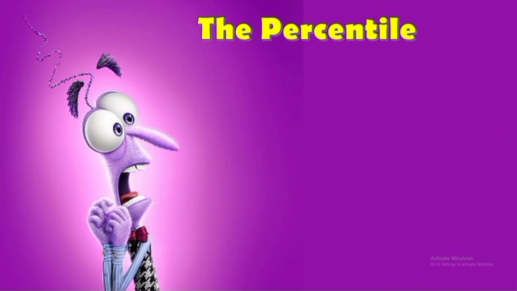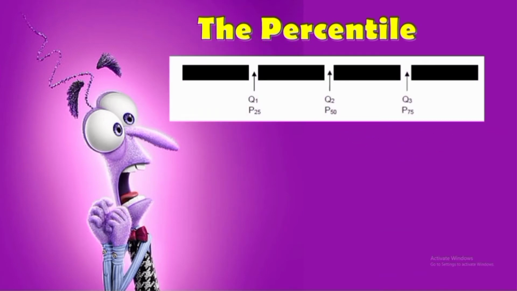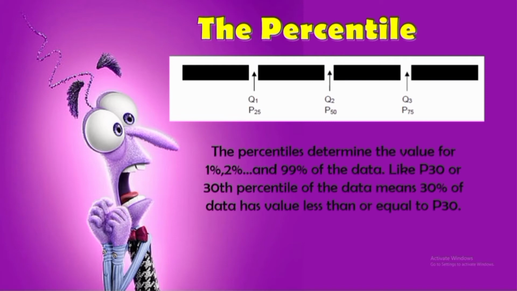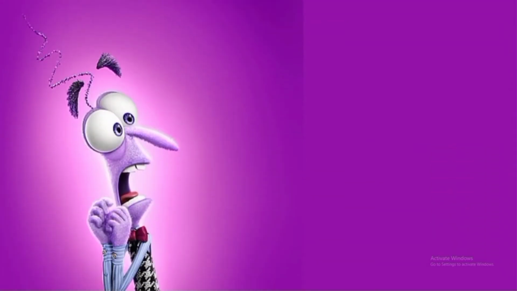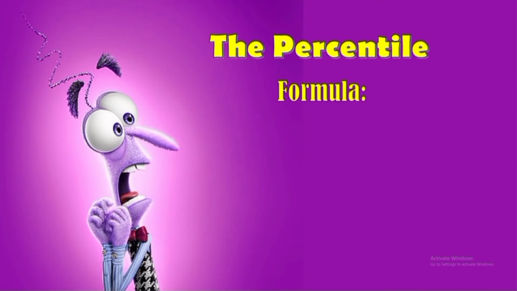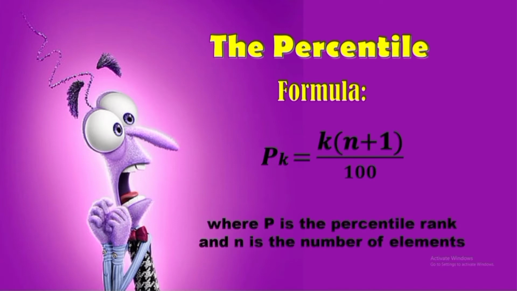The percentile. Now look at the given figure. The percentiles determine the value of 1%, 2%, and up to 99% of the data. Like P30, or the 30th percentile of the data, means 30% of the data has a value less than or equal to the 30th percentile. Here is the formula, where P is the percentile rank and N is the number of elements.